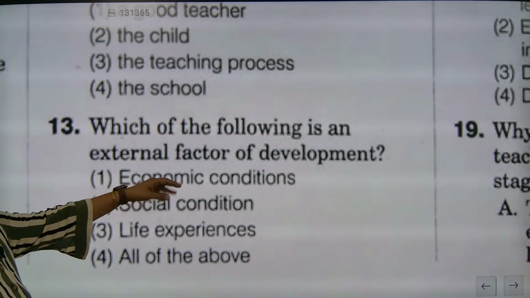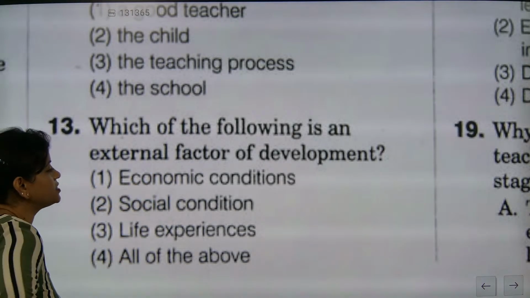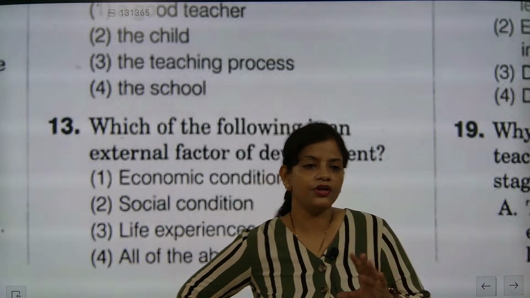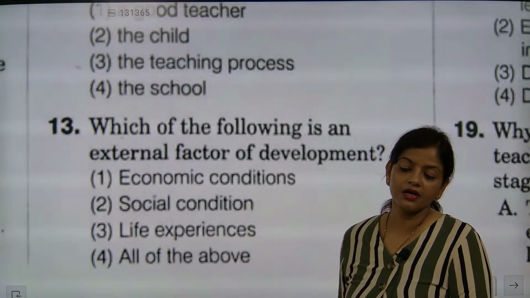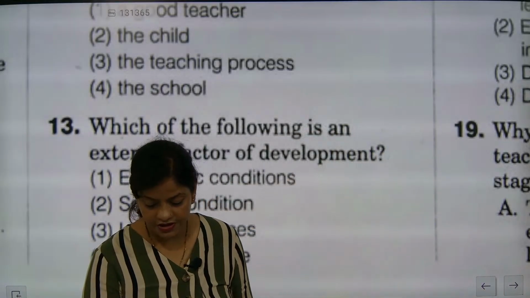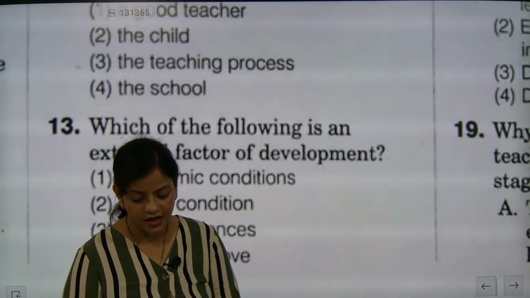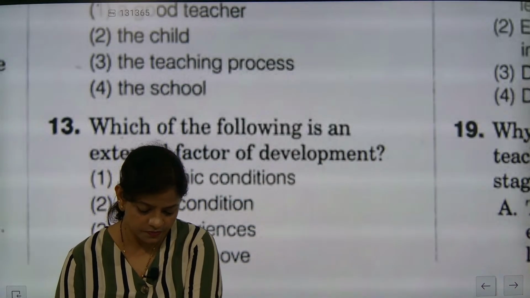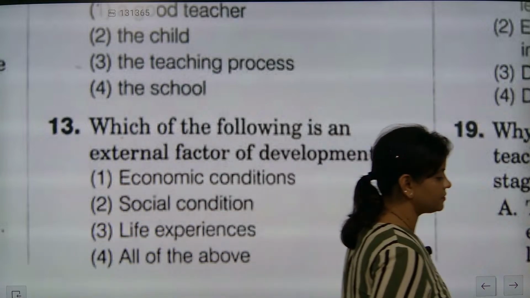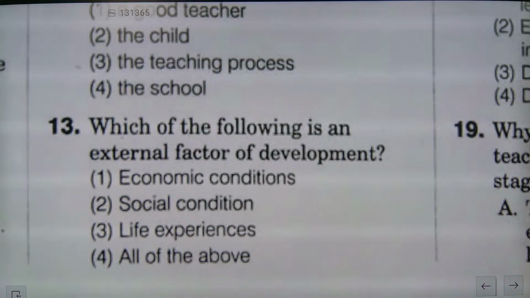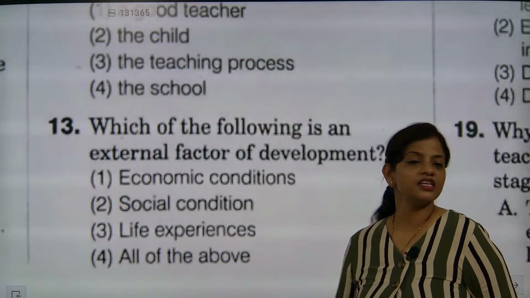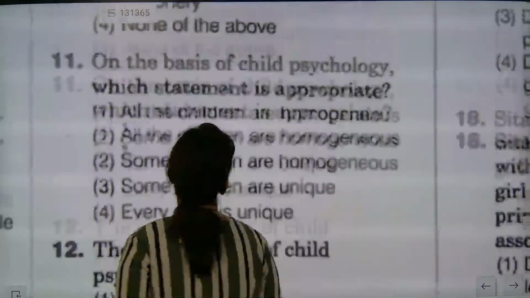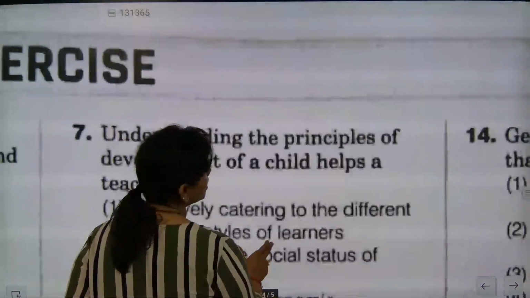So now look here: economic condition, social condition, life experiences. Definitely all are important. You need to understand which of the following is an external factor of development. So these are the external ones. If a good economic condition is there, then 100% the child will be able to grow nicely. This is one part. Social condition means surroundings, and life experiences are also one part of learning. So we will be going for the next part.